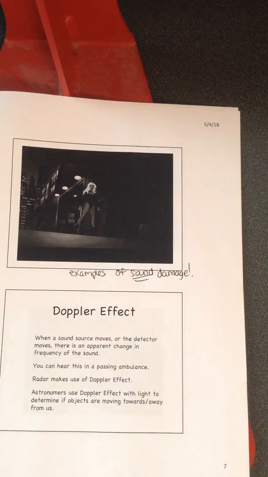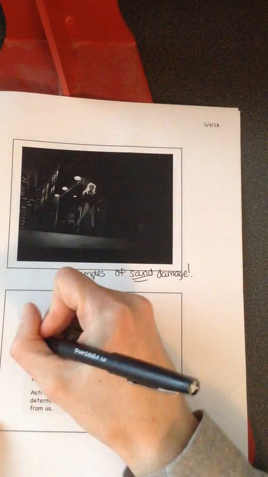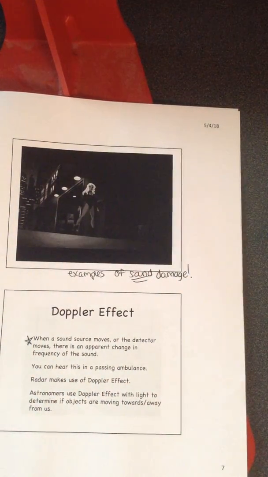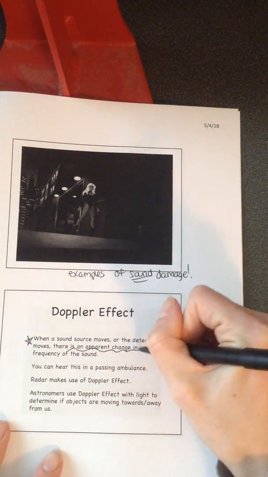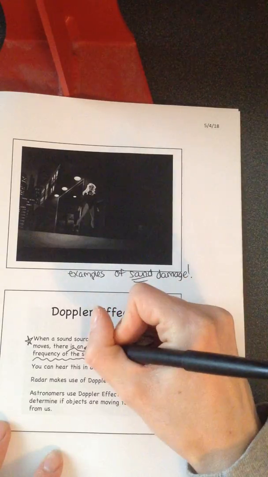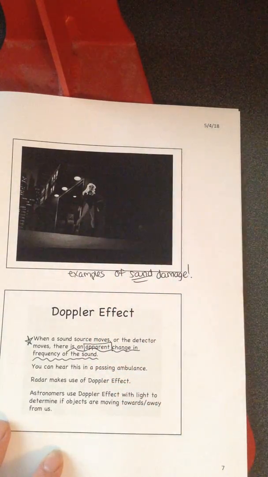And lastly, the last idea that deals with sound is the Doppler effect. I'm pretty sure all of you have heard of the Doppler effect, but here is your definition of it. When a sound source moves or the detector moves, there is an apparent change in frequency of the sound. And the key word here is apparent. Biggest example, you can hear this in a passing ambulance, a passing cop car, a passing fire truck, a passing train. The examples go on.